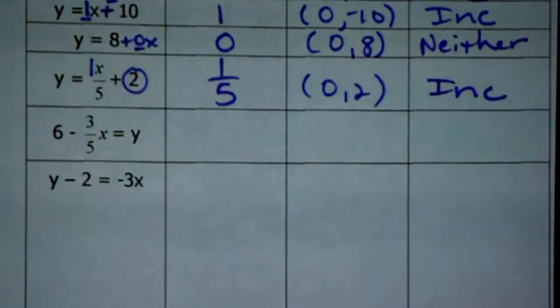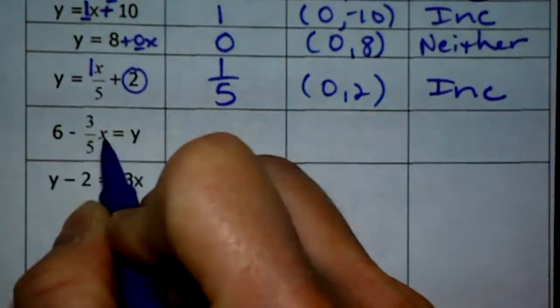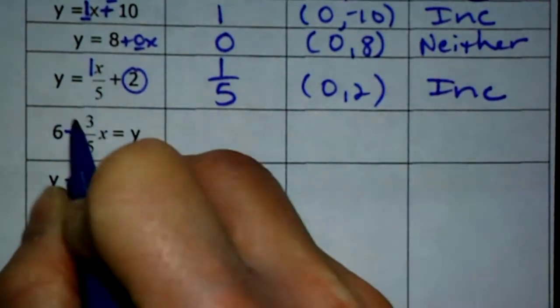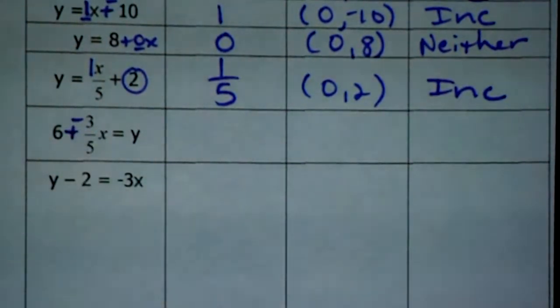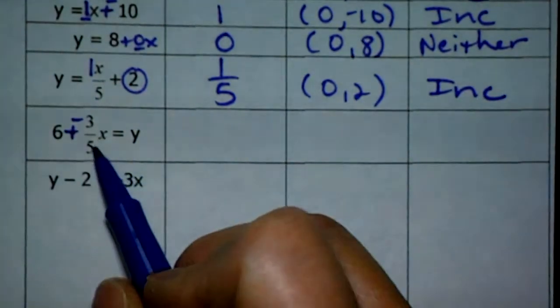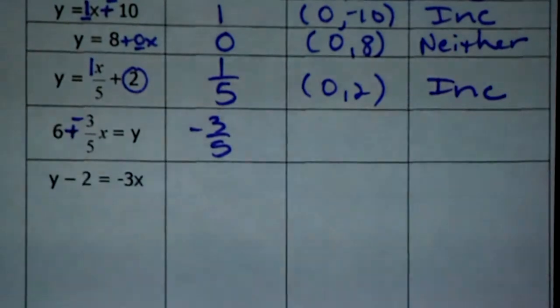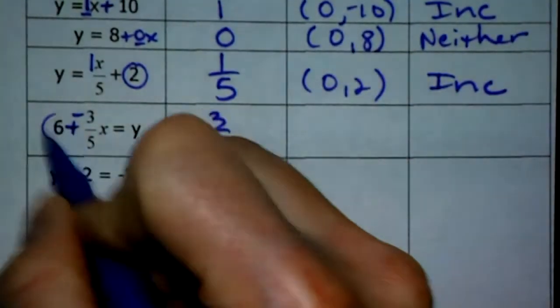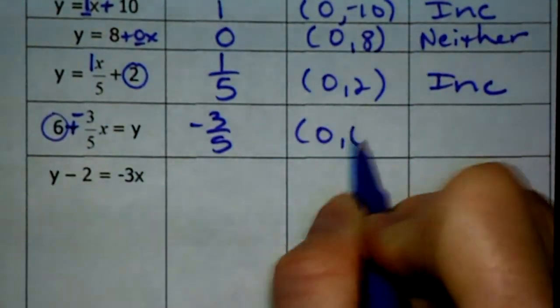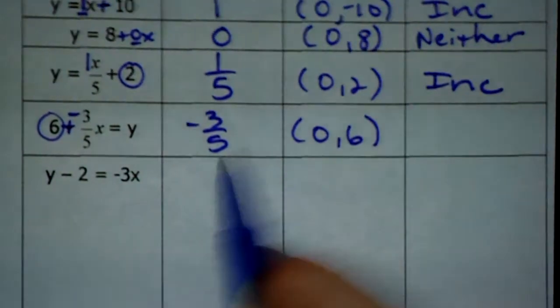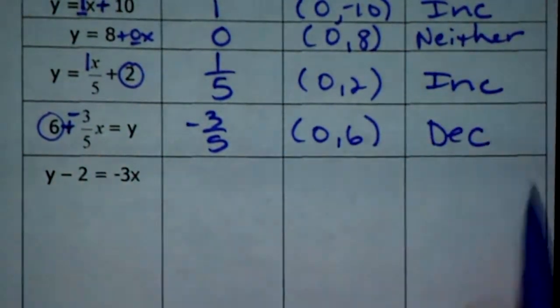Okay, another fractional kind of weird one here. Y is already by itself. Great. I see it's 6 minus 3/5 x. I'm going to keep change, so I have all my signs right. And what's the coefficient of x? It's negative 3/5. So your slope is negative 3/5. The number by itself is 6, so my y-intercept is 0, 6. Since my slope is negative, this is decreasing.